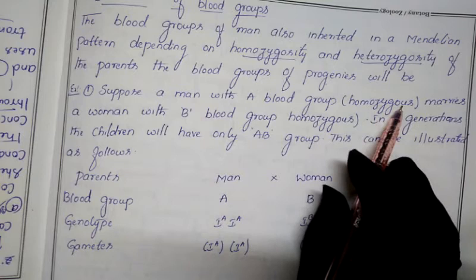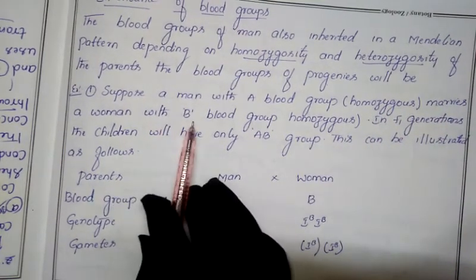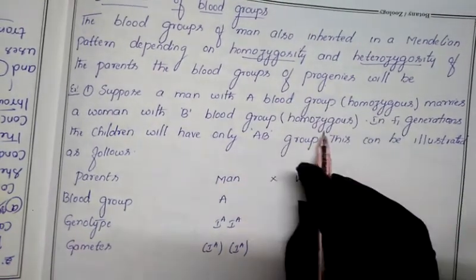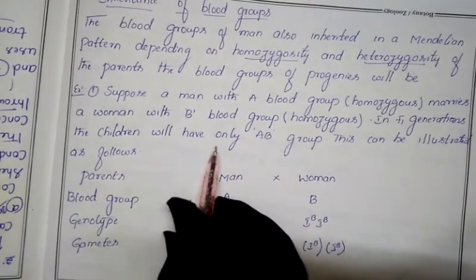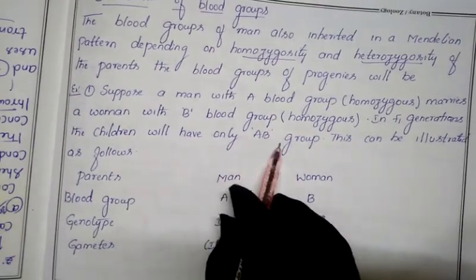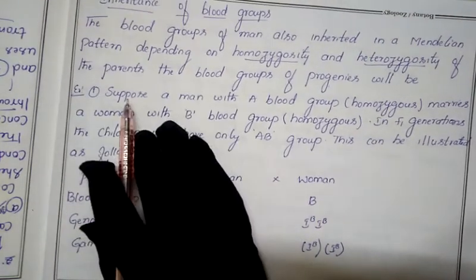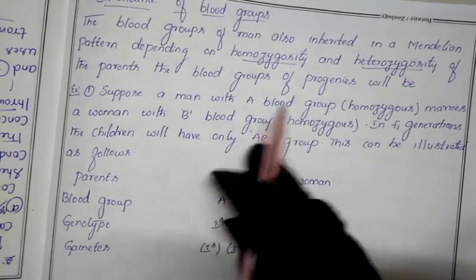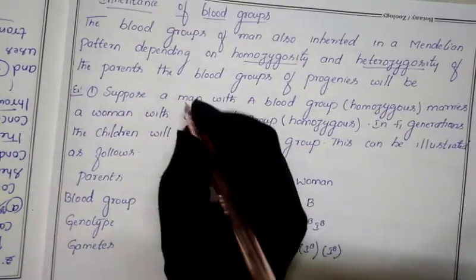The alleles are in homozygous condition. He marries a woman with blood group B. The woman is also in homozygous condition. Then in the F1 generation, the children will have only AB group. This can be illustrated. They have given the problem and they are telling us to illustrate this in this manner. So first, what they have given is the man.